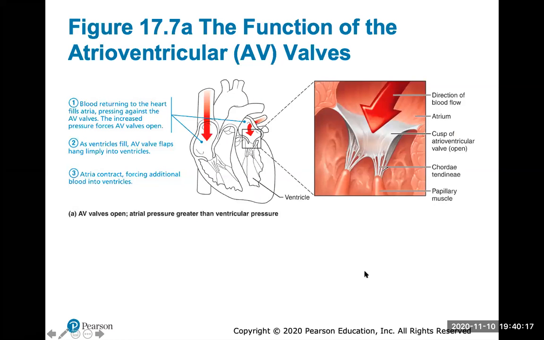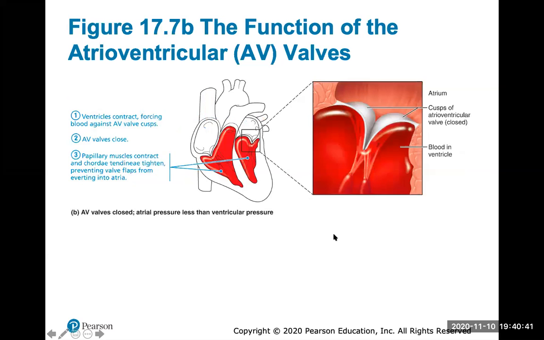Here's just a look at the function of the atrioventricular valve. So blood returns to the heart and it will fill up the atria, which will press against the AV valves. The increased pressure will force the AV valves to open, which will fill up the ventricles with blood. The AV valve flaps will hang limply into the ventricles. And when the atria contract, it'll force any additional blood into the ventricles. The ventricles will then contract, forcing blood against the AV valve cusps.